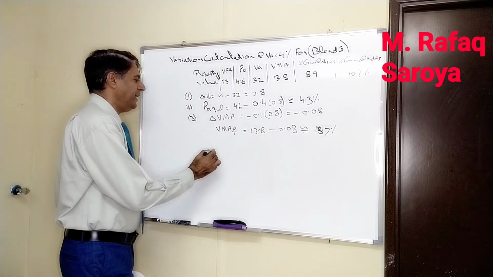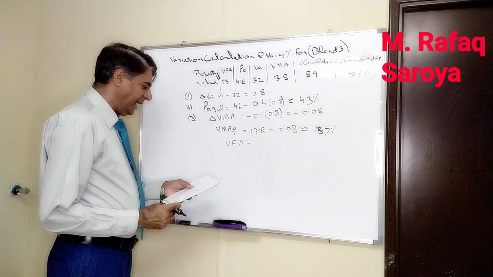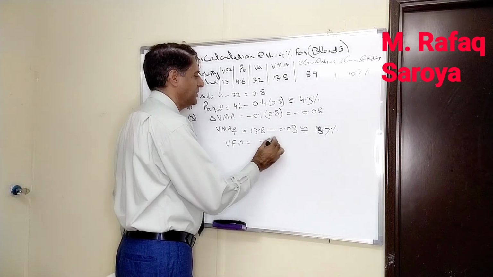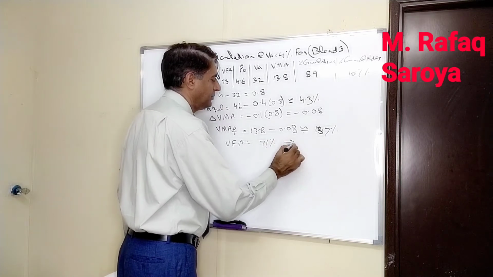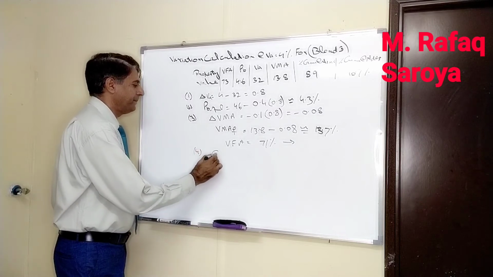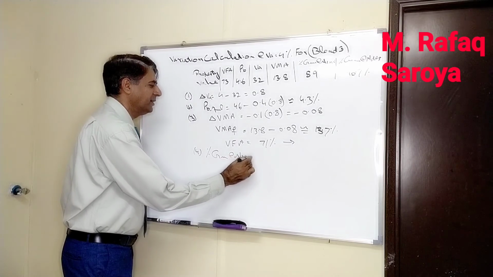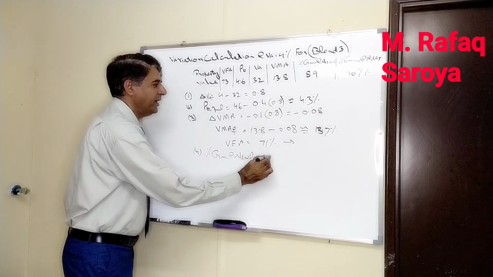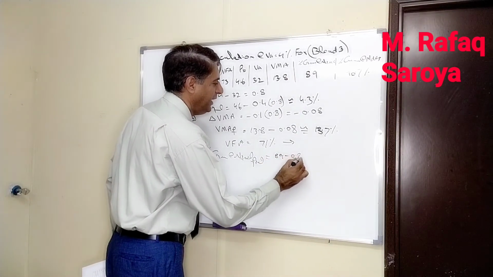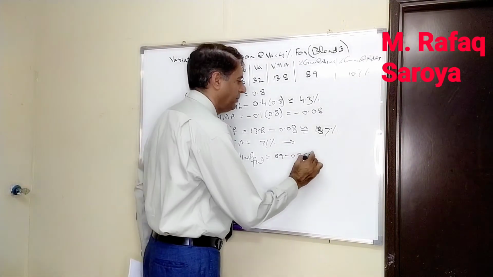Then the same for VFA, which I am also writing over here. The VFA value nearly comes out to be 71%. Fourth one, percentage of GMM at the rate of N initial after this adjustment is equal to 89 negative 0.8. Its value comes out to be 88.1.